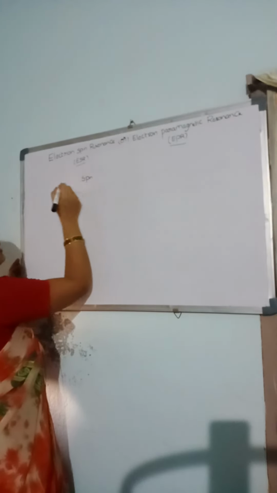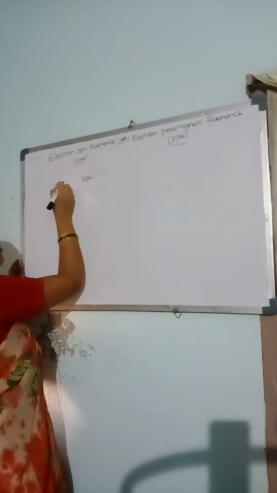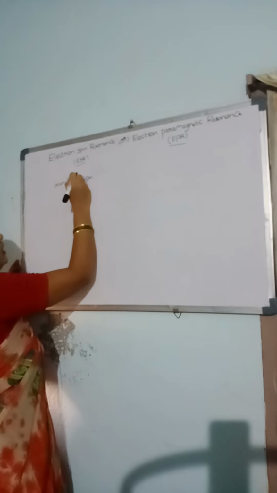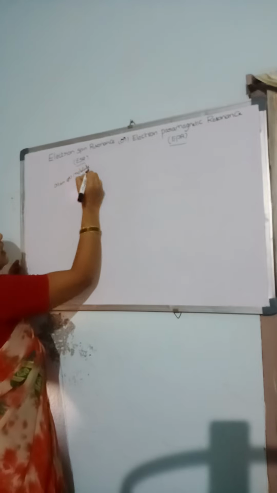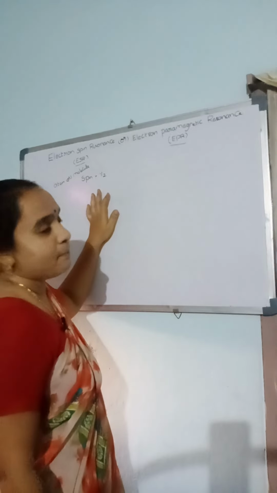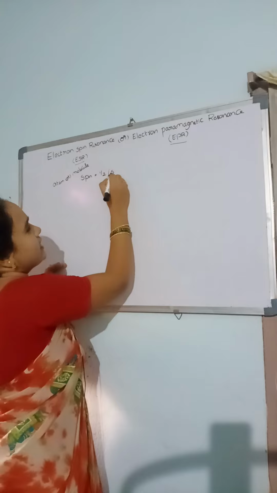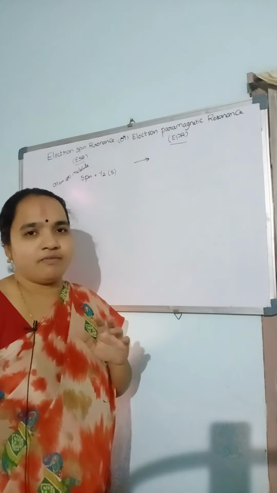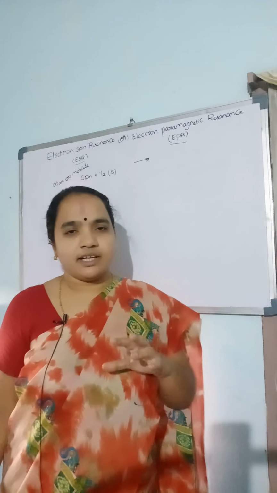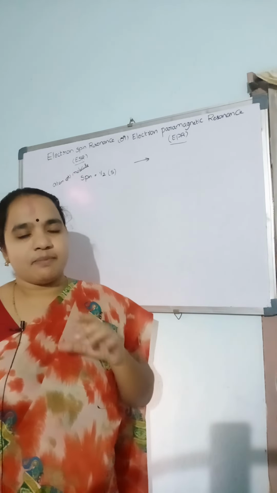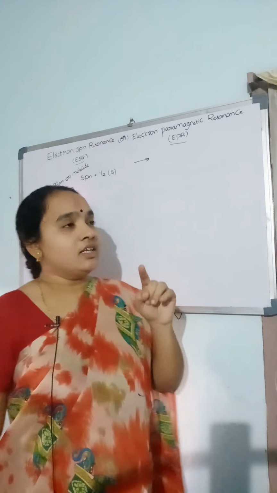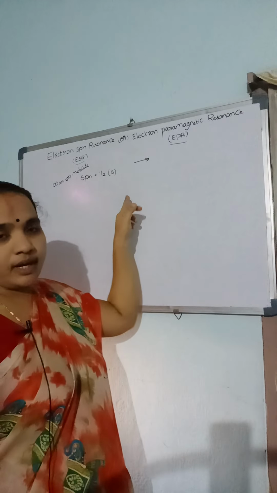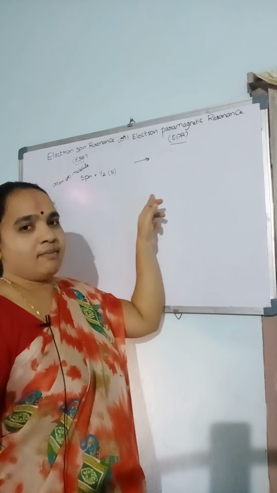Let us consider a single valence electron system, an atom or molecule. For that electron, the spin value is equal to 1/2. When this electron is placed in an external magnetic field, we all know the Zeeman effect. What is the Zeeman effect? The splitting of spectral lines in the presence of an external magnetic field. So in ESR also we place the atom in an external magnetic field.